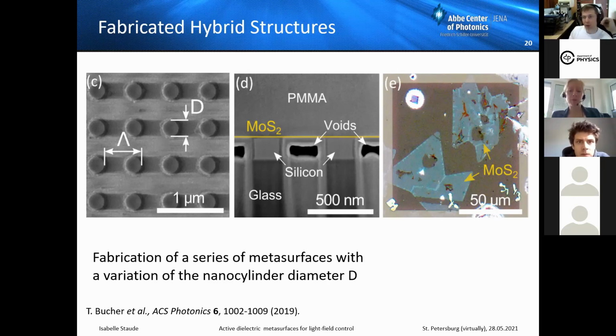Okay, maybe a few points for that. The first one is these flakes. You see, they are on the order of several tens of micrometers by now, even hundreds of micrometers, because the growth has also progressed a lot. So I don't think it has to be questioned that much if we have these kinds of sizes.